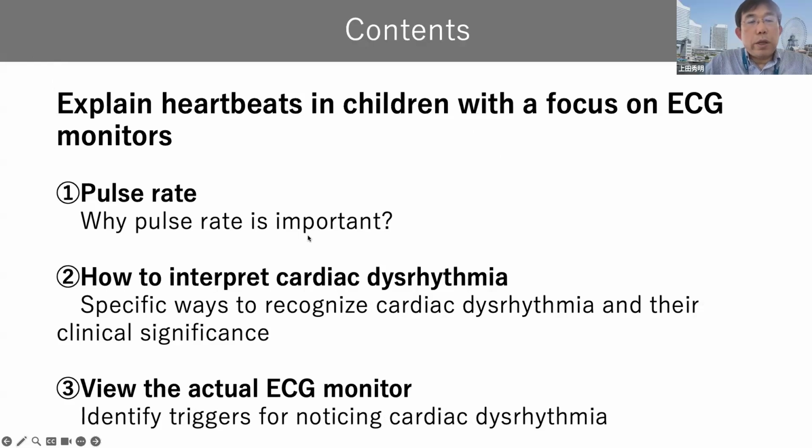So what can we learn from the ECG monitors that check the heartbeats in children? First of all, we will focus on the pulse and heart rate, and why the pulse rate is so important. The second topic is how to interpret cardiac dysrhythmia, which means the specific ways to recognize cardiac dysrhythmia and their clinical significance. And third is how to build the actual ECG monitor to identify triggers for noticing cardiac dysrhythmia.